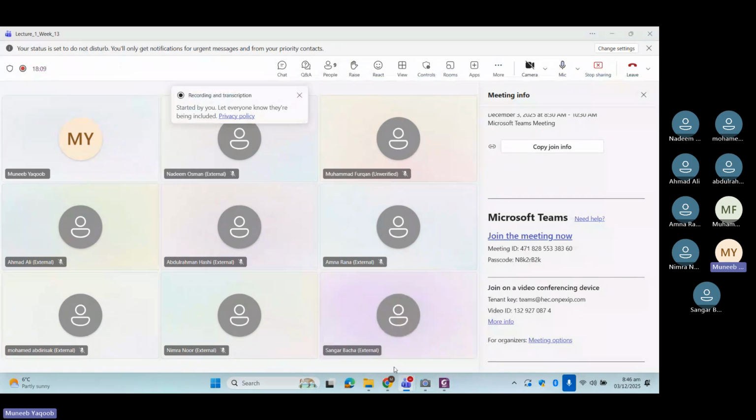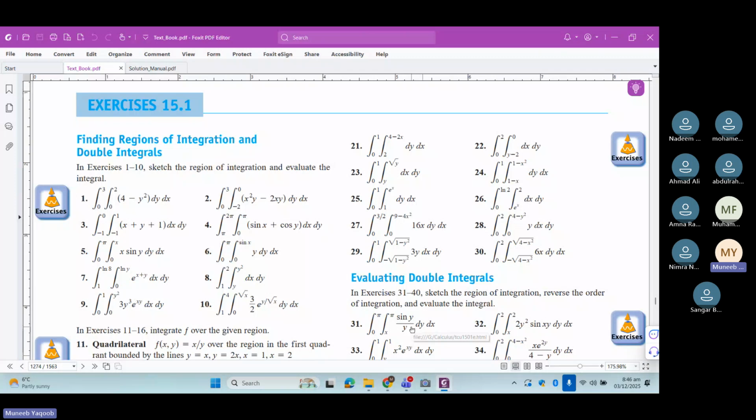So let us again go to the exercise. You can see in question number 1, exercise 15.1, there are two integrals. The first integral is with respect to x, which is the outer integral, integral 0 to 3 dx. The second integral is basically the inner integral. It is from 0 to 2 dy, and the function to be integrated is 4 minus y square.